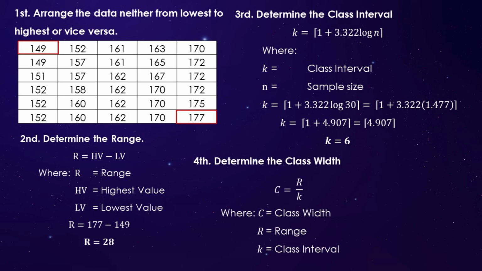To finalize the class width, we use the formula class width equals range divided by the number of classes. We already know the range is 28, and for this example, we'll use 6 classes. Dividing 28 by 6 gives us a class width of approximately 4.67. Since we prefer whole numbers for simplicity, we'll round it to 5. This means each class will cover a span of 5 units, ensuring our data is evenly distributed across the table.